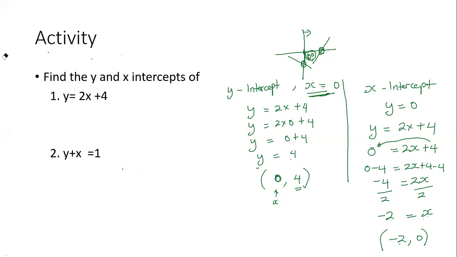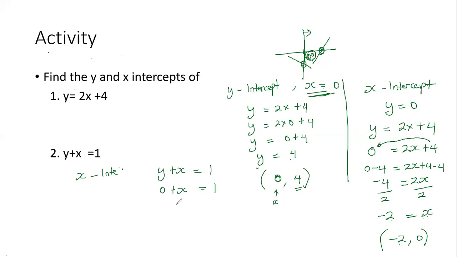Yes, Grace, you have a question? No, I'm just giving my answer. Okay. The x-intercept is -1, 0. How did you get the x-intercept? Y equals 0. So where there is y, we shall put 0, not so? So 0 plus x equals 1.